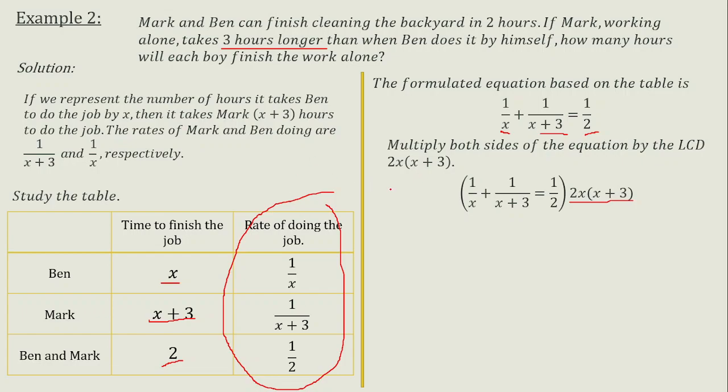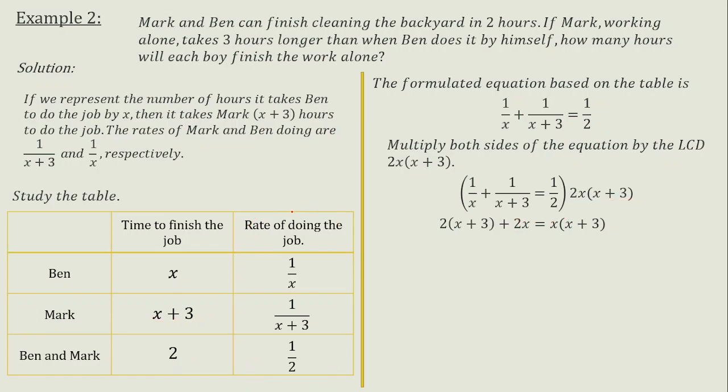So 2x times x plus 3 divided by x. The remaining term will be 2 times x plus 3, then times 1. So the result will be 2 times x plus 3. Then 2x times x plus 3 divided by x plus 3. The remaining term will be 2x. So 2x times 1, the answer is plus 2x. Then 2x times x plus 3 divided by 2. The remaining term will be x times x plus 3 times 1. So the result is 2 times x plus 3 plus 2x equals x times x plus 3.